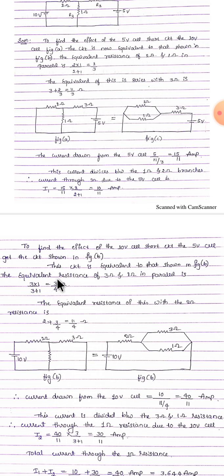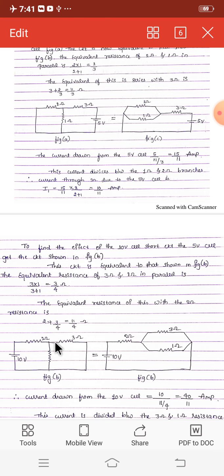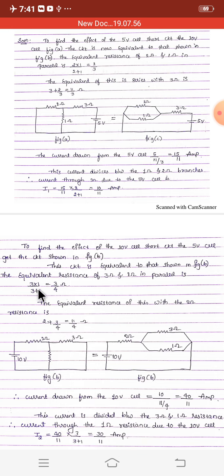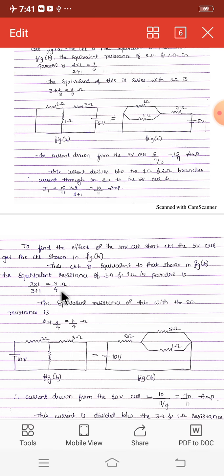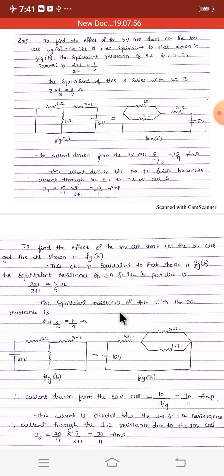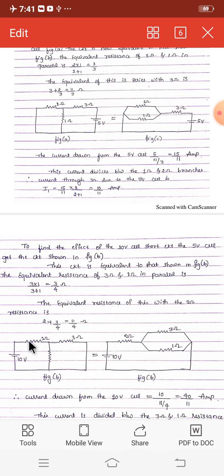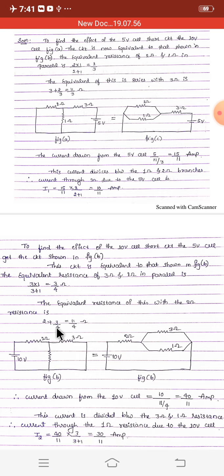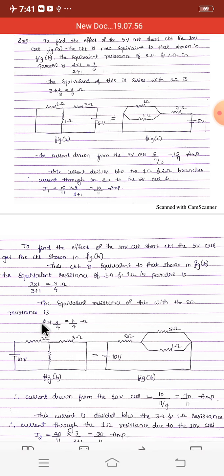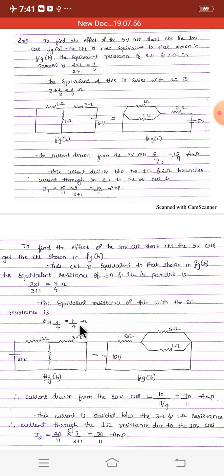The equivalent resistance of 3 ohm and 1 ohm in parallel is, see here, 3 and 1, these two are parallel. 3 into 1 divided by 3 plus 1 is 3 by 4 ohm. The equivalent resistance of this with the 2 ohm resistance is in series. So 2 plus 3 by 4: 2 fours are 8, 8 plus 3 is 11 by 4 ohm.